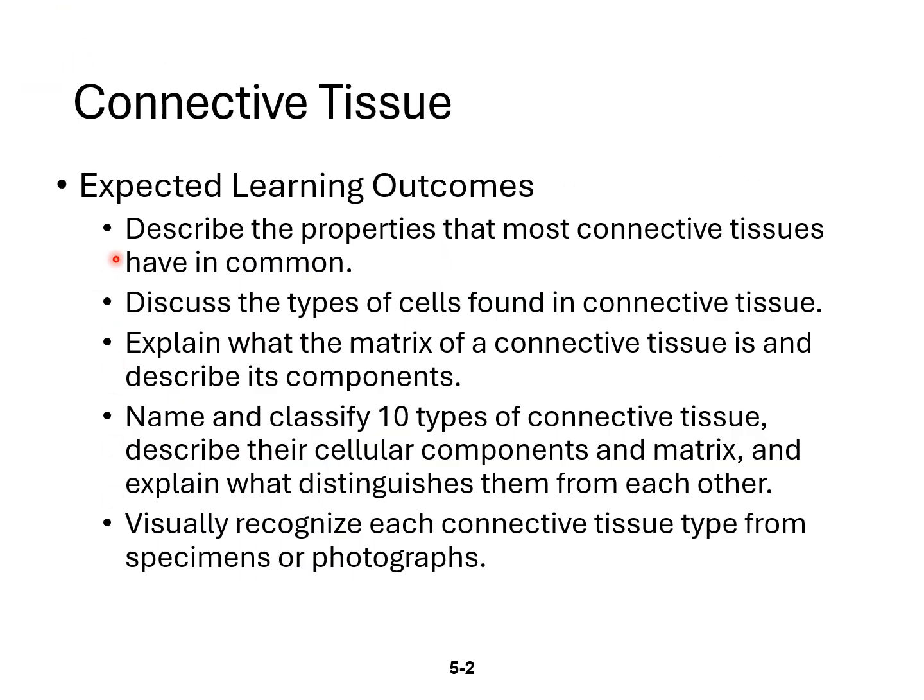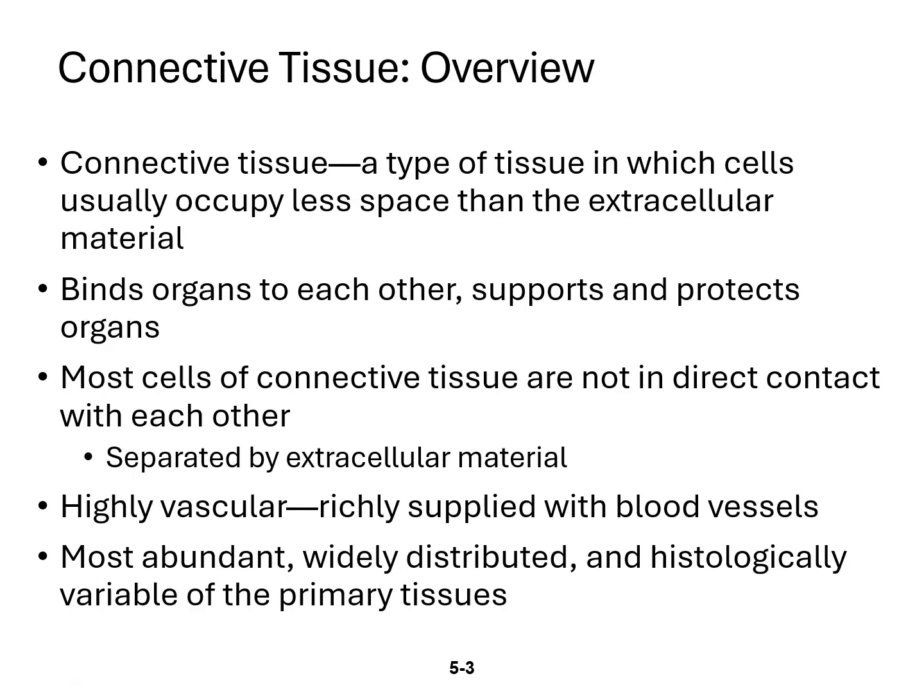So what are the properties that most connective tissues have in common? Discuss the type of cells found in connective tissue. We're going to explain the matrix of the connective tissue and describe its components. Name and classify 10 types of connective tissue. And then, can we visibly recognize these connective tissues from specimens or photographs?